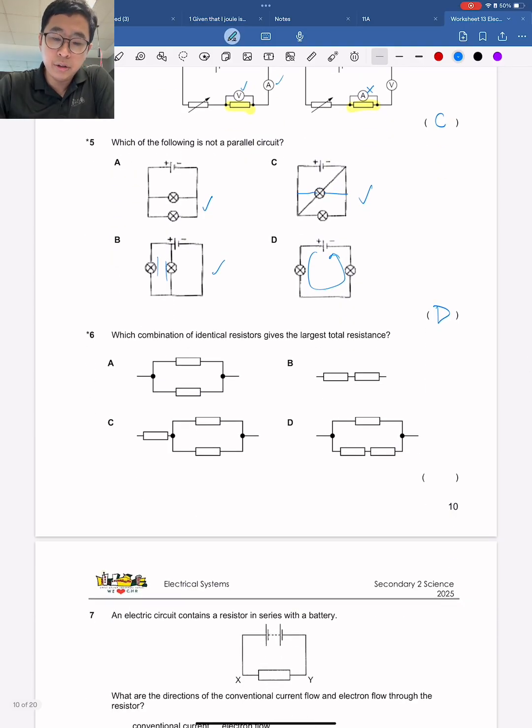Which combination of identical resistors gives the largest total resistance? If you talk about which is hardest to go through, B is the one that's hardest to go through. In my class, I talk about using the airport analogy to decide which is the hardest.